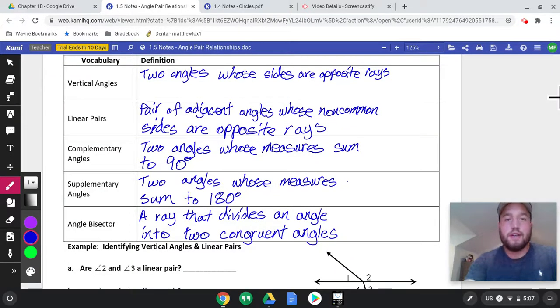Hey, Geometry, and welcome back to another day. Some good news for you today. We do have some vocabulary words, but there's not as many as the other day. Only 5 new words for us.